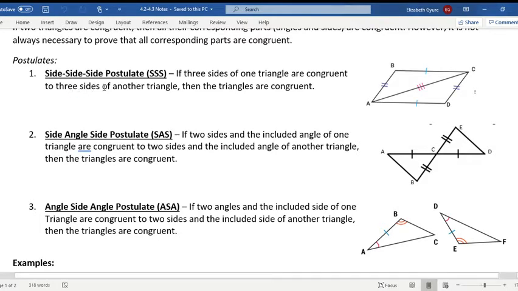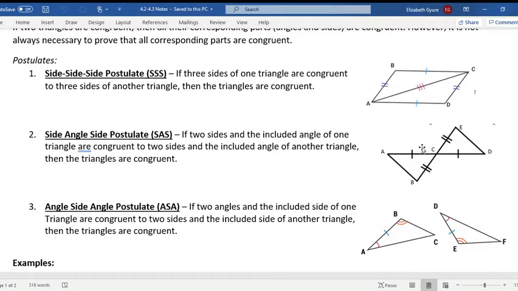What the side, side, side postulate says is if 3 sides of one triangle are congruent to 3 sides of another triangle, then the triangles are congruent. So if you have 2 triangles and you can show that all 3 sets of sides are congruent, then that is enough information to say that the 2 triangles would be congruent. You don't have to worry about anything with the angles at all.